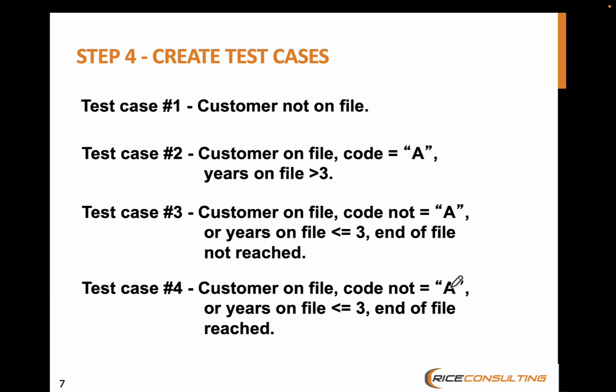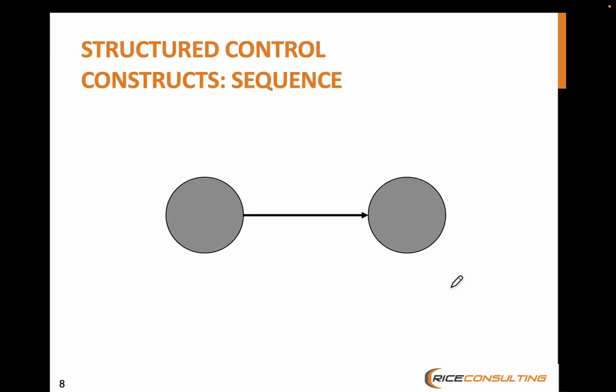And test case 4 is the customer's on file. The code is not A, or they've not been on file 3 years yet, and then they've reached the end of the customer count routine, file. So those would be the 4 test cases that would take you through that code every way that you can go through it. Now, just a word about control flow charts. I'm going to show you some examples of some of them that you'll typically see if you draw these out.